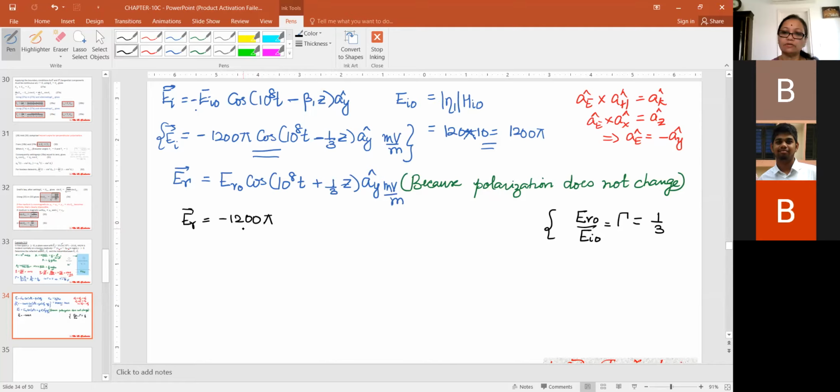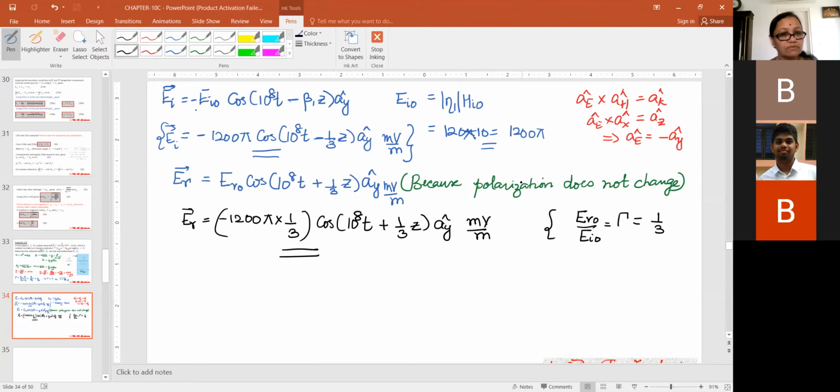Pi into 1 by 3. Then you will write cos of 10 to the power of 8t plus 1 by 3 z ay cap millivolts per meter. Did you understand this step, guys? Anyone? Any doubts?